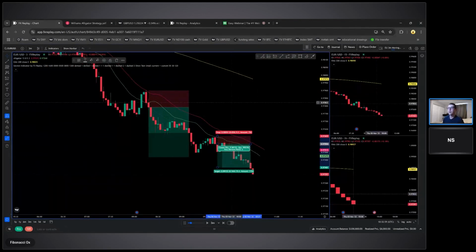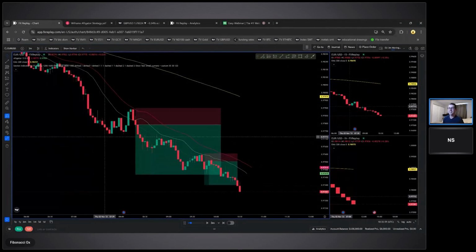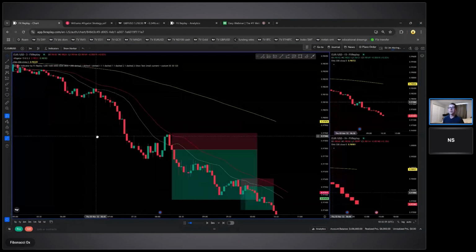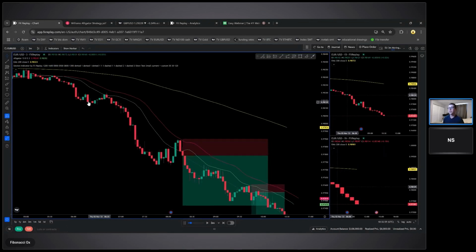This first day of the session, I got kind of lucky, I guess, with the day I picked, but really nice trending environment. That's what you want to see. There was actually even another trade up here, kind of before London opened, in between that you could have also caught, but it was outside of the hours that we want to trade.